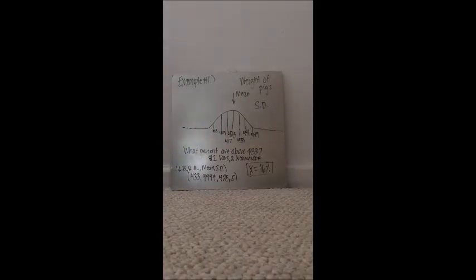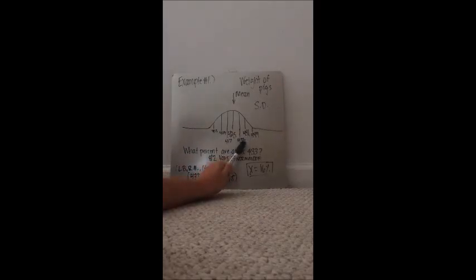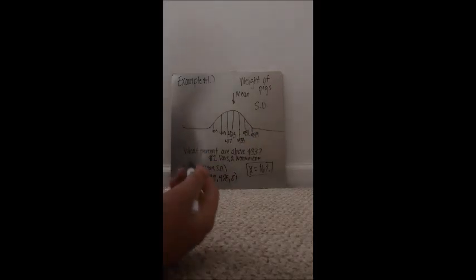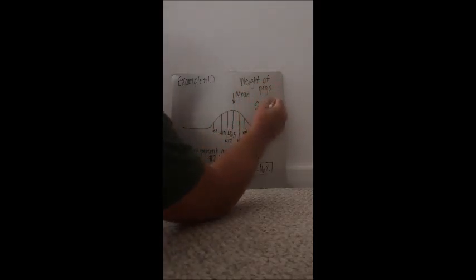This is an example of a normal distribution, normal curve. These are weights of pigs. The standard deviation doesn't say, but we can figure it out pretty easily, because it goes from 425 to 433 to 441. 425 to 433 is 8. 425 to 417 is 8. So we can write right here that our standard deviation is 8, which is pretty easy to find out.